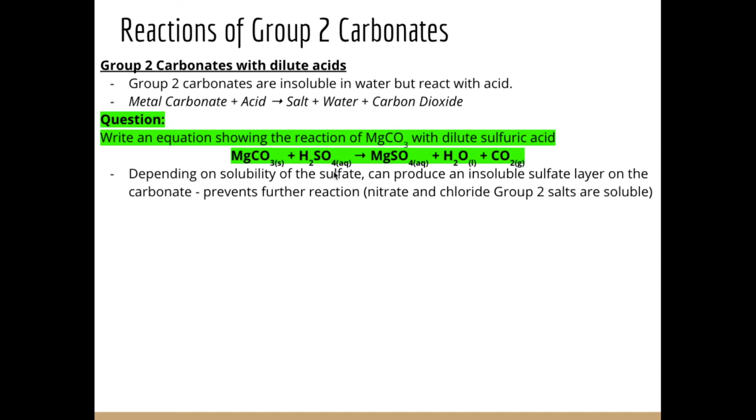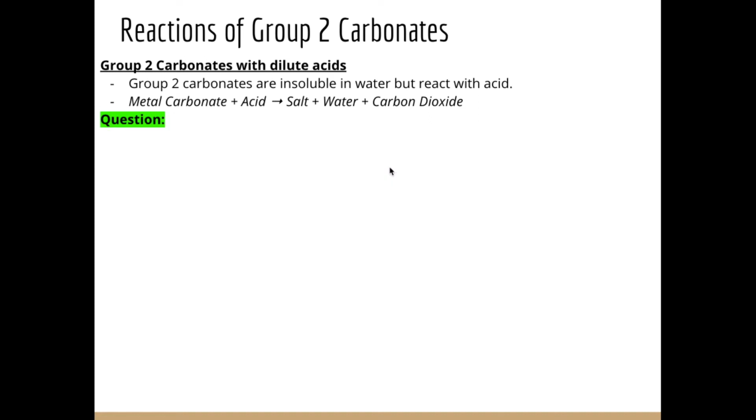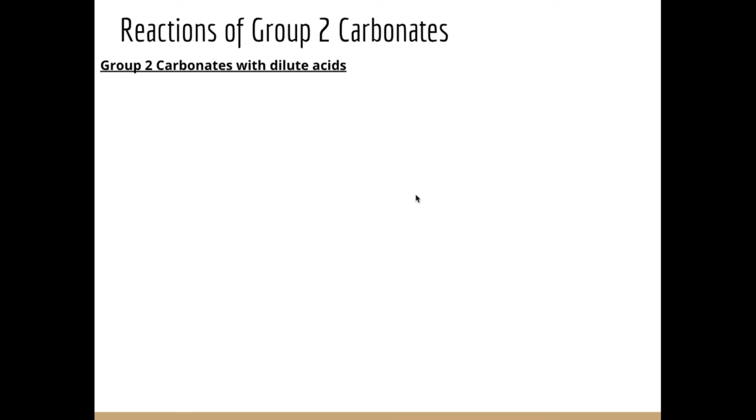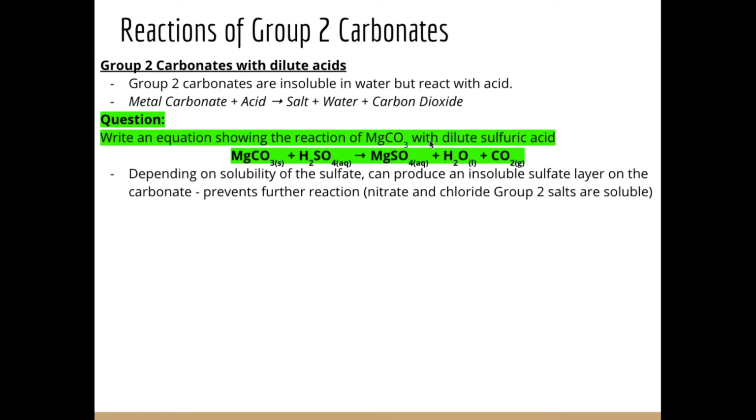Now, depending on the solubility of the sulfate, because you can see here that the salt we're forming is a Group 2 sulfate, and we just discussed on the previous slide the solubility of the Group 2 sulfates. So depending on which Group 2 element you're using, you're going to have a different solubility of the salt that's formed when you react a Group 2 metal carbonate with sulfuric acid. Depending on the solubility of the sulfate, you can produce an insoluble sulfate layer on the carbonate. This prevents any further reaction because you have an insoluble layer on it and you're doing it in wet chemistry, in a water solution. So this will prevent any further reaction.